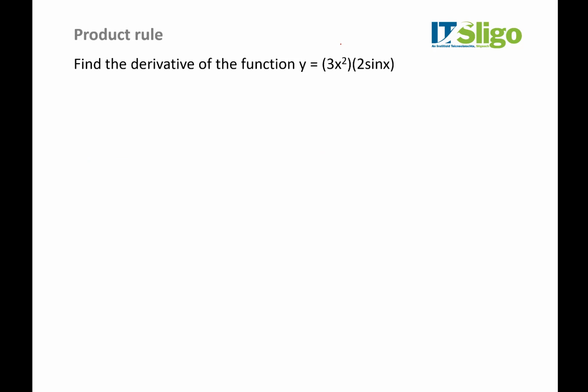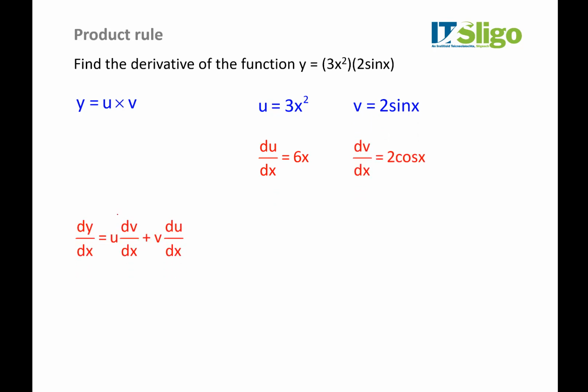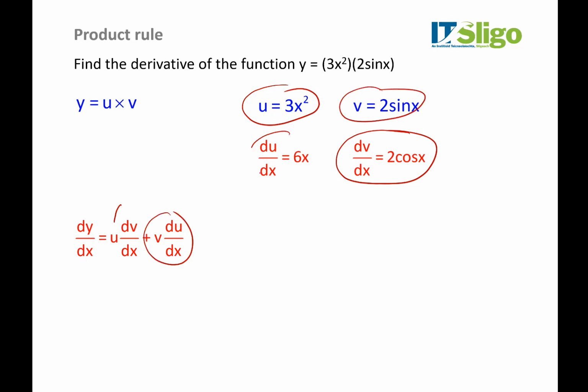So now we have the same two terms from the summation rule, but this time they're being multiplied. So we're looking at u again. u is the first term, v is the second term. We differentiate each of these as before. And now we have the four elements. So it's u dv/dx plus v du/dx. So it's him by him plus him by him.